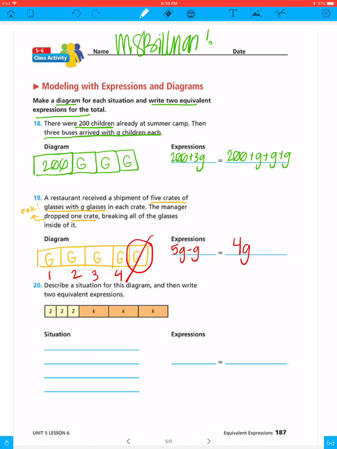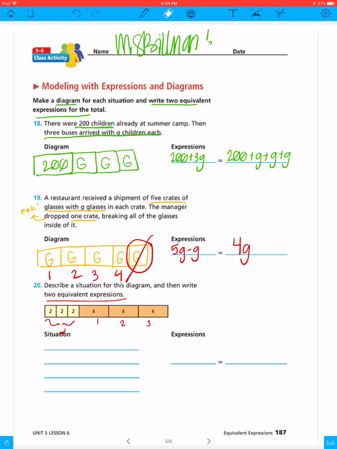That's how many G's are in there. 1, 2, 3, 4. Number 20. Describe a situation in this diagram and then write 2 equivalent expressions. Try this one on your own. Okay, if you're already back here, great. So I'm noticing there are 3 Ks, and I have, that was the worst loop. I'm just going to try to erase that from my memory.